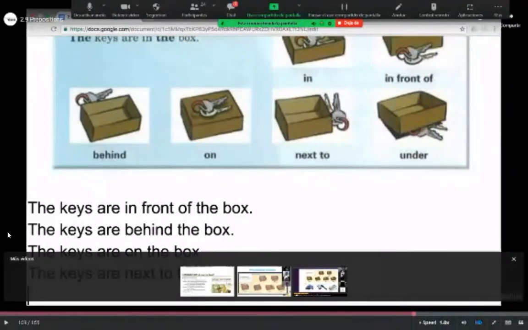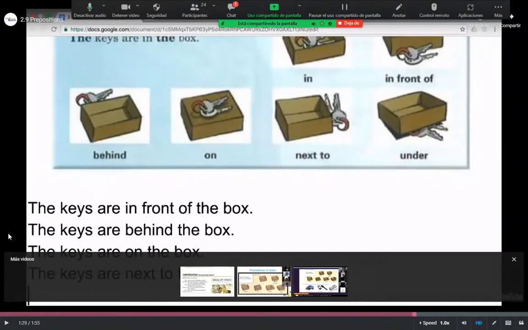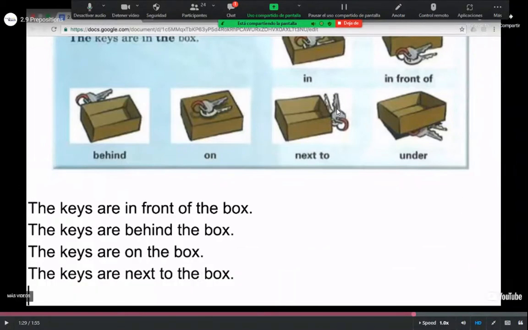Now, remember that this is plural, right? Because we're talking about keys. Where are the keys? ¿Se acuerdan la palabra dónde? Where. Where are the keys? Oh, the keys are in the box. Right? The keys are in the box. Podemos decir the keys o podemos usar el subject. ¿Qué subject puedo usar?